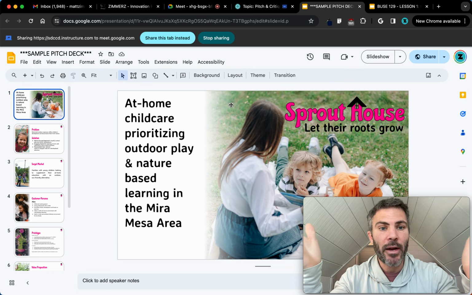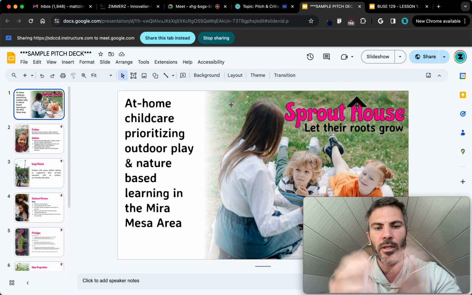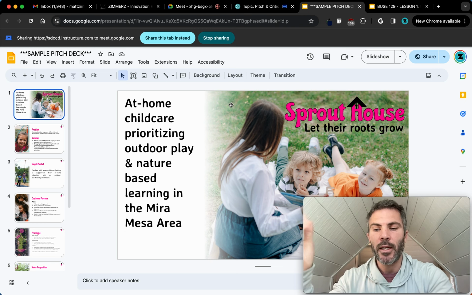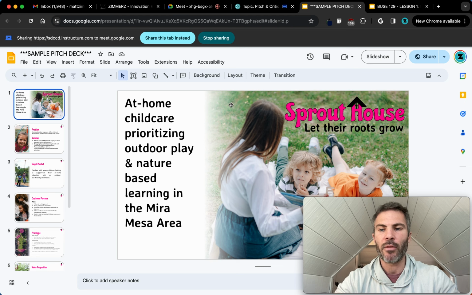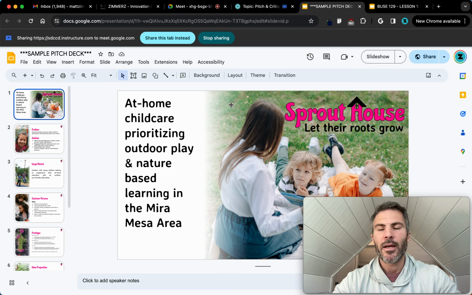My business is called Sprout House. Sprout House is an at-home childcare business prioritizing outdoor play and nature-based learning for customers in the Mira Mesa area. We focused on premier learning in public outdoor spaces to help people with mid to high levels of income, and they have a mentality of they want their children to be learning in outdoor environments and outdoor-based subjects, something like that.